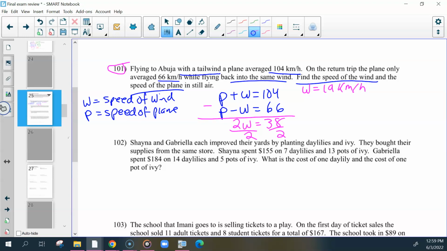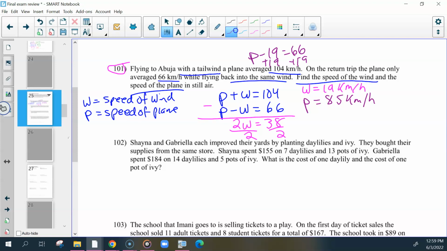Then you would put that number back in to find P. If I do P minus 19 equals 66, I can add 19 to both sides, P equals, I don't remember what that number is, 85. So define your variables, set up your equations, solve for one of your variables, put that back in, and solve for the other, if you're doing elimination.